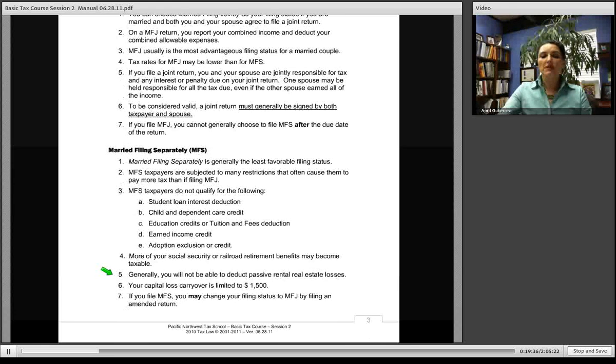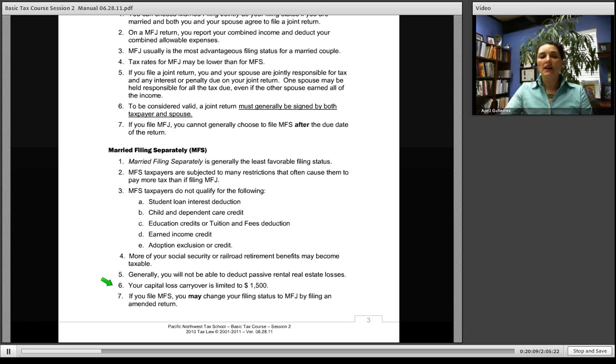Generally, you will not be able to deduct passive rental real estate losses, and your capital loss carryover is limited to $1,500 rather than the normal $3,000 limit. If you file married filing separate, you may change your filing status to married filing joint by filing an amended return. And there is no limit on the date for filing that amended return, other than essentially the statute of limitations. You typically have three and a half years to file an amended return from the time that you filed it during the tax season.